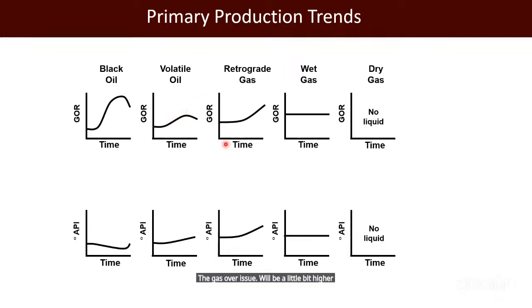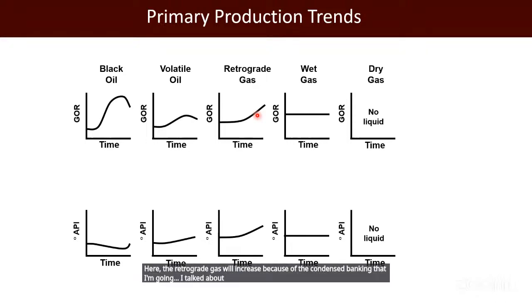If we have a retrograde gas, it will be constant and then it will increase, and in the case of the wet gas, it will remain constant. Here, the retrograde gas will increase because of the condensate banking that I talked about. The condensate will drop out in the reservoir with the production.